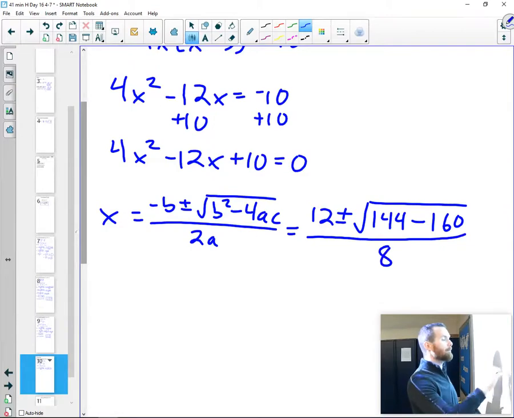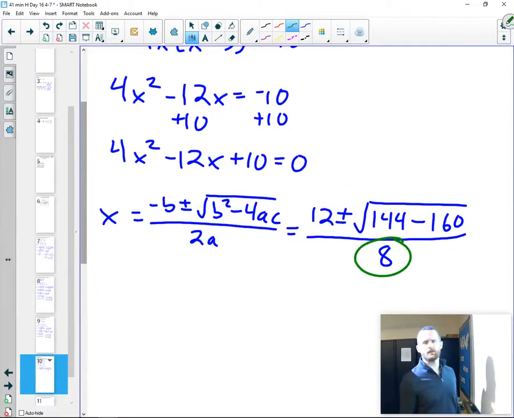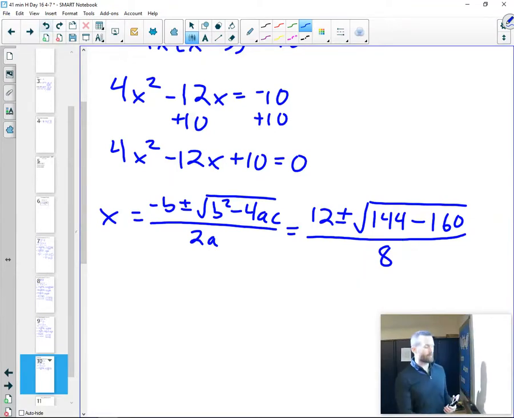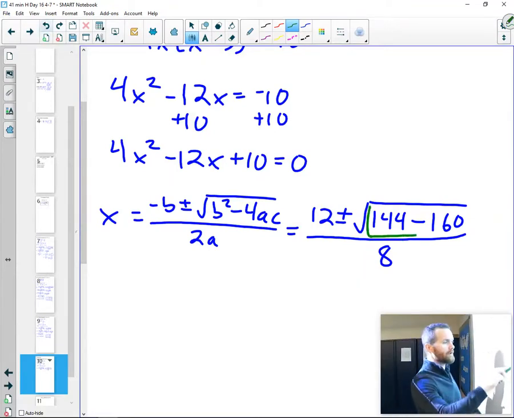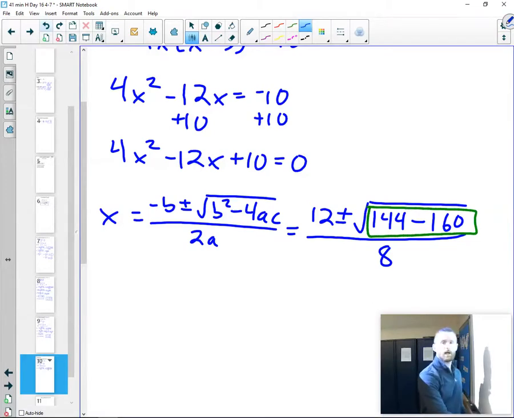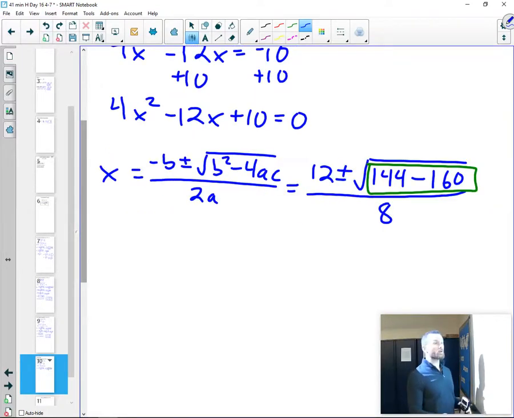all divided by 2a, that's going to be 2 times 4, that's 8. But if you were thinking ahead, you would see, oh, we don't even care what this 8 is. As long as it's not a 0, and it won't be if it's quadratic, we don't even need to move any further. As soon as you saw this, you should have thought, oh, I know what the answer is going to be. Because that's going to be a negative number. 144 minus 160 is a negative number. When we try to get the square root of a negative, we get no real solutions.